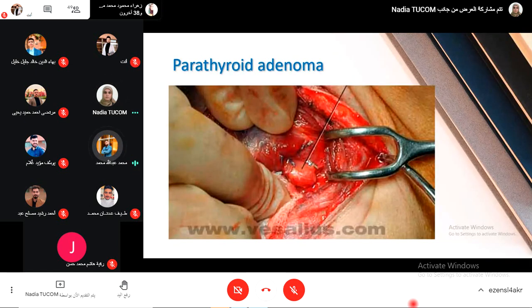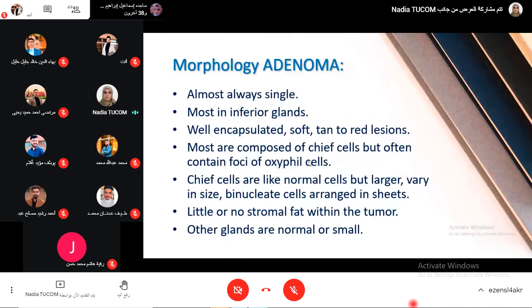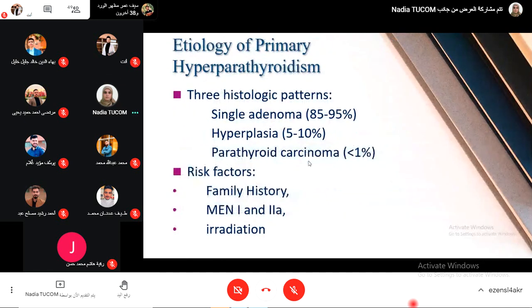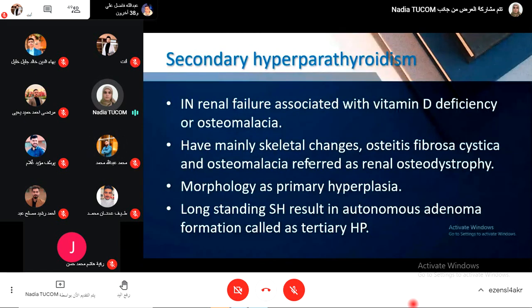Doctor, can you explain the tertiary more? Yes, the tertiary type results from developing in a patient with long-standing secondary hyperparathyroidism. We said secondary hyperparathyroidism is related to what? The secondary renal type? Renal failure. A patient with renal failure, long-standing for many years, or renal impairment.